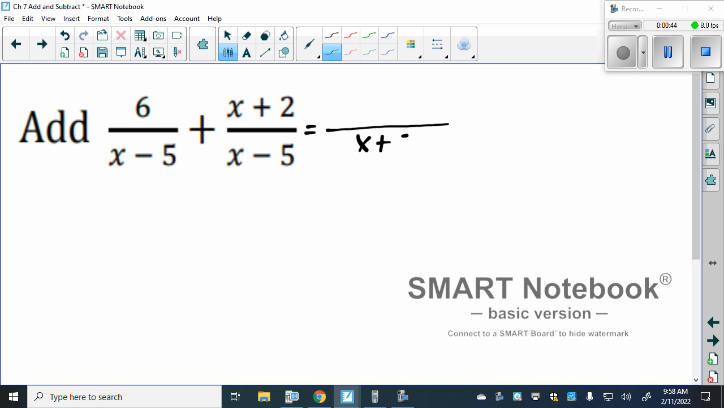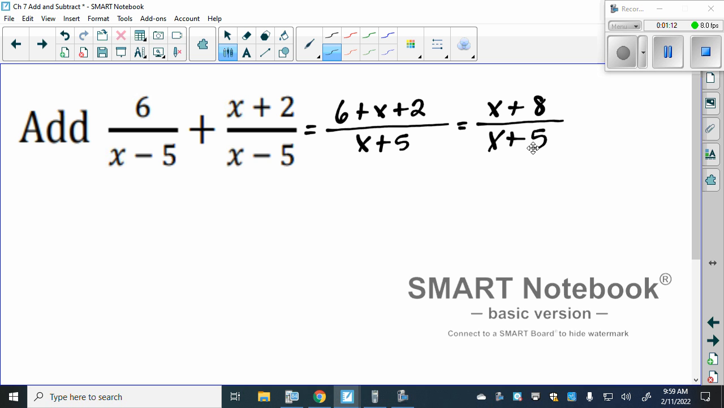So we can add the numerators. So our 6 plus x plus 2. Well, the 2 and 6 would add together to be 8 over x plus 5. And this one here is nice because the denominators are already the same, so we could add the numerators.